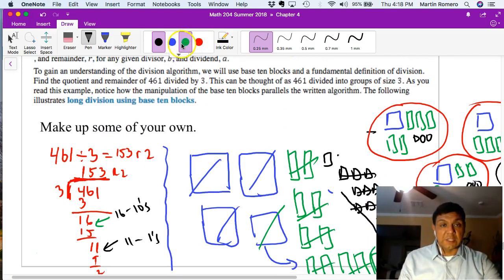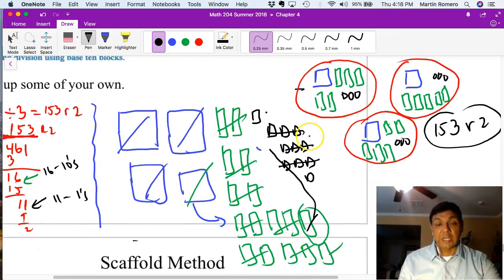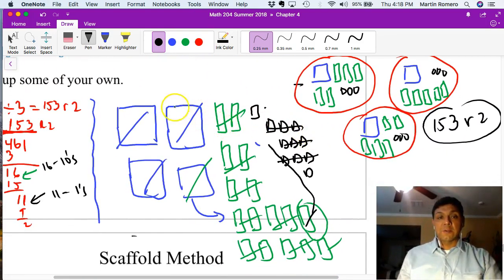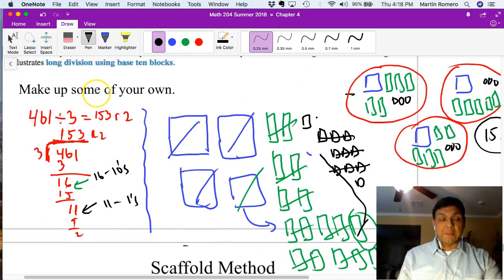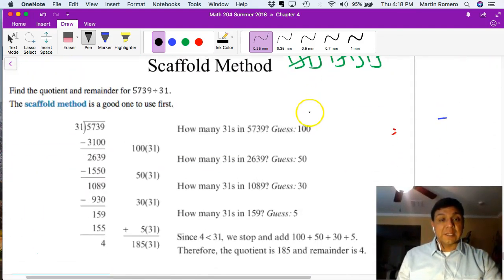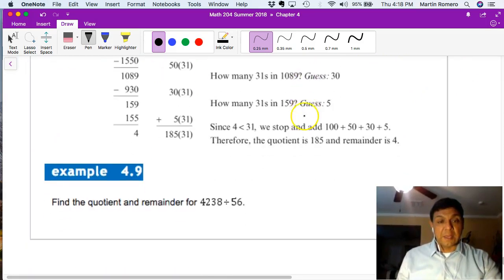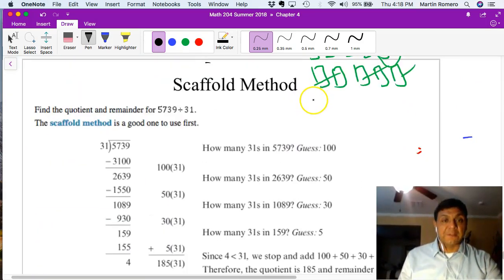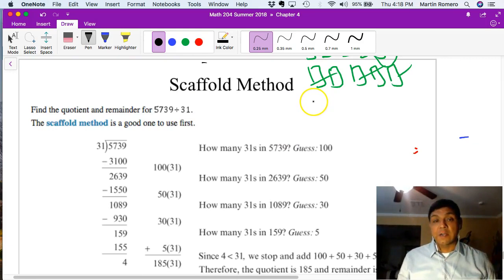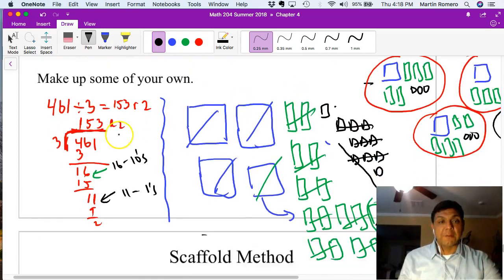How long division in that algorithm really is coming from a sharing division model where you have a total and start to break it into that many groups. Lastly, there's another method that appears. It's called the Scaffold Method. It's the way I want you to be aware of, because you don't have to memorize all these steps.